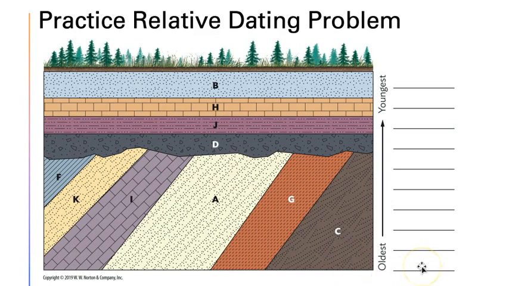So we put C, then G, then A, then I, then K, then F, and it looks like we have an erosional surface, an unconformity. In this case, this would be an angular unconformity. So then D would have been deposited on top of that erosional surface, followed by J, H, and B.